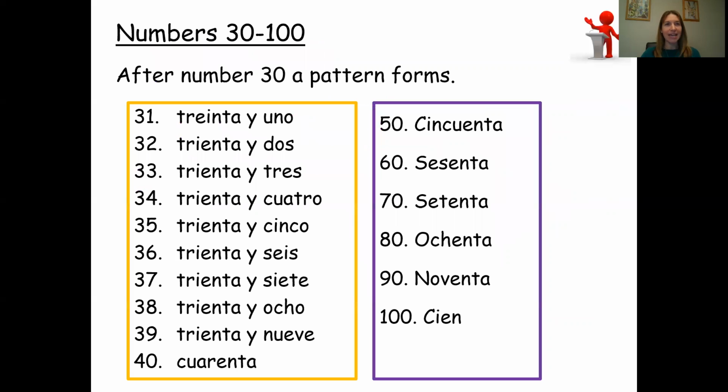practice those. So after the number 30 in Spanish, it forms a pattern. Now the 21 to 29 is a little bit different because rather than using the "and", we replace that with an "i" and it's all one word. However, from 30 onwards, we say the number, so the unit of 10 plus whatever number unit it is. So 31 would be 30 and 1, 30 and 2. And that continues in the 30s and 40s and 50s all the way up to 100.